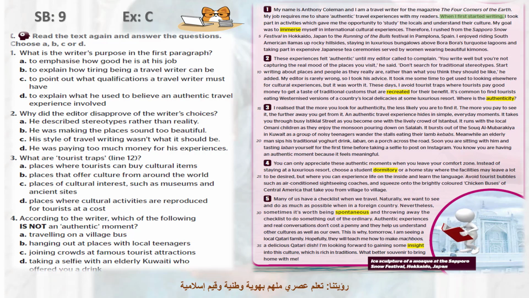Letter D expresses the correct answer, which is to explain what he used to believe an authentic travel experience involved. Why? Because the highlighted part, the green part, tells us about his past writing. Okay? Understood? I hope so. Now let's move to question number 2.